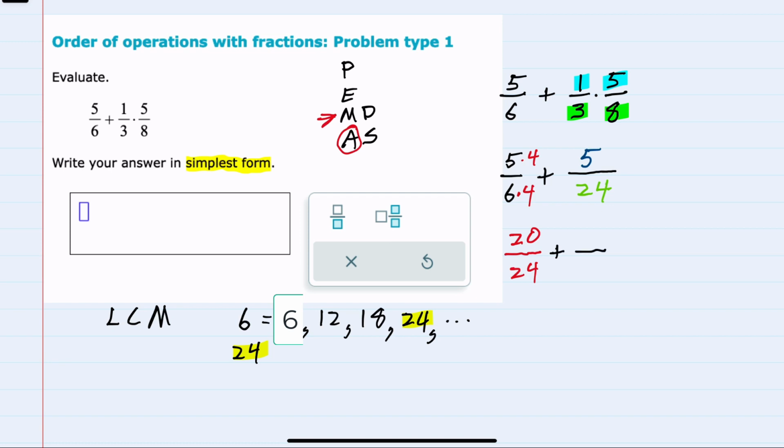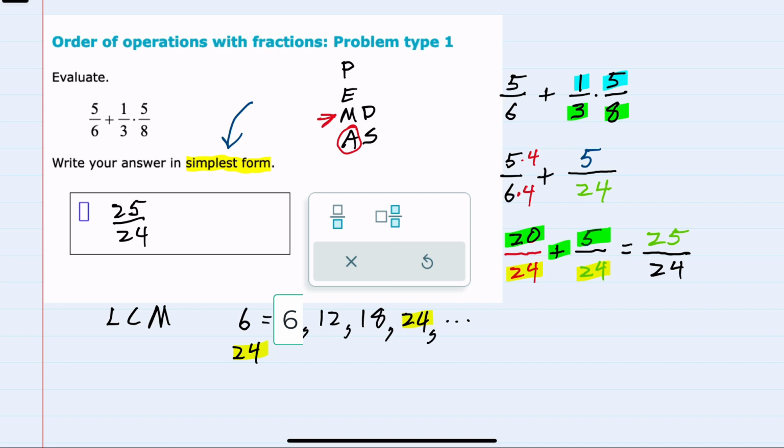Bringing down that second fraction, I now have a common denominator. And when adding fractions, I know I keep that common denominator. And then my numerator is just the result of that addition or subtraction. Here, addition, 20 plus 5 is 25. And now the question is, is this in its simplest form? And yes, there are no common factors to cancel out of 25 and 24. So we can leave that as our answer.